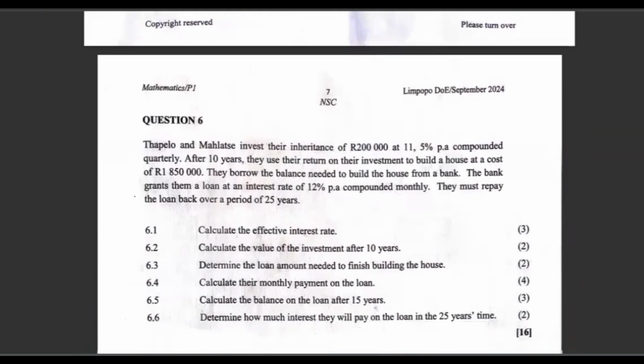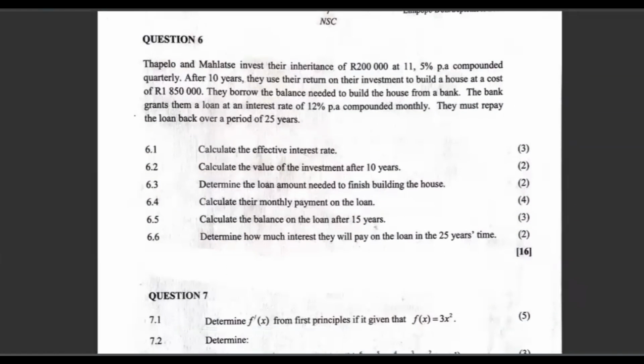Question number 6, the finance. Tapelo and a friend invest their inheritance of 200,000 at 11.5% per annum compounded quarterly. After a period of 10 years, they use their return on their investment to build a house at a cost of this much. They borrow the balance needed to build the house from a bank, and the bank offers the loan at this rate compounded monthly. Then they must pay the loan over 25 years. Calculate the effective interest rate.